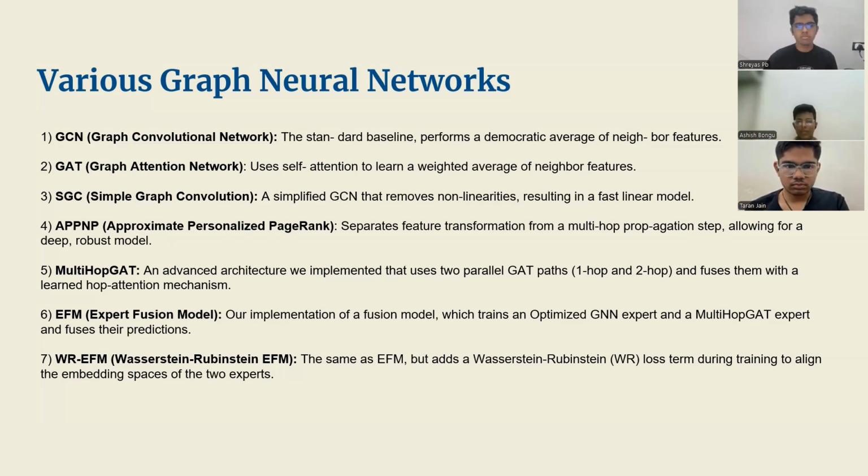And the last one is the Wasserstein model. This is like the same two-expert committee model as the expert fusion model, but with an added penalty during training when the internal thinking of the two experts becomes too different. This forces both experts to learn similar representations of each paper, making them combine knowledge more smoothly and making the final prediction more powerful.